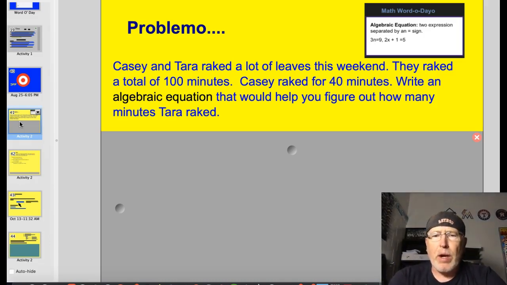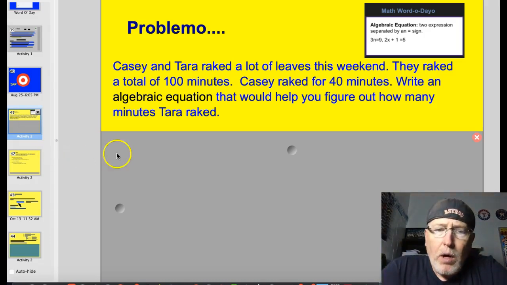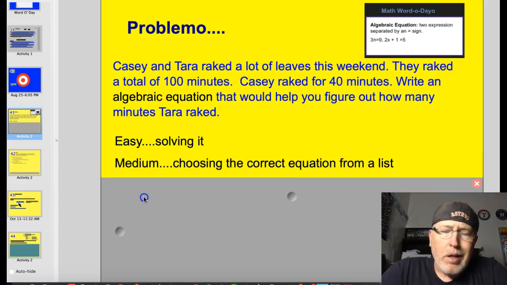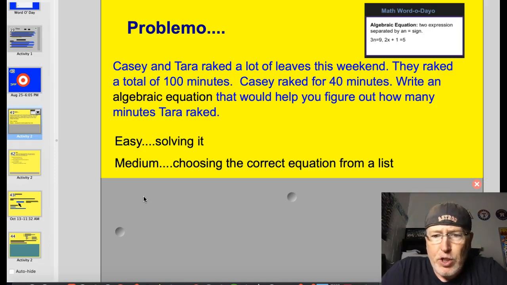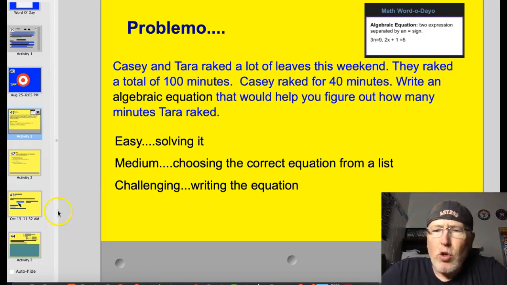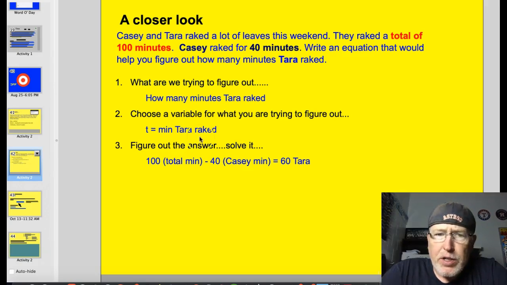So Casey and Tara raked a lot of leaves this weekend. They raked a total of 100 minutes. Casey raked 40 minutes. Write an algebraic equation that would help you figure out how many minutes Tara raked. Well, when we think about it, solving it, that's easy. Kind of the mid-level thing is choosing the correct equation to match this situation from a list, such as a multiple choice test. The most challenging is actually writing the equation. Let's take a closer look at how I would like you to go about doing that in these situations.